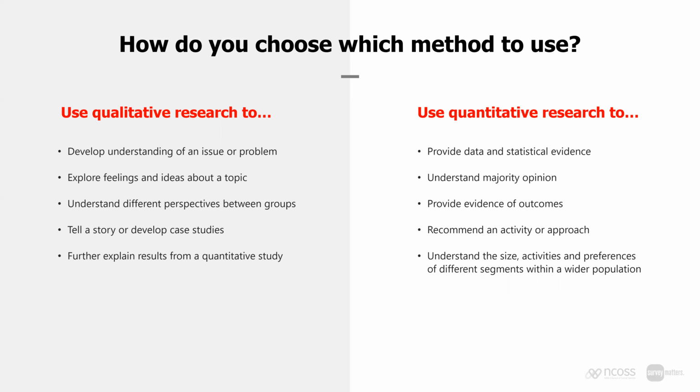Conversely, quantitative research is used to provide data and statistical evidence, to understand majority opinion and provide evidence of outcomes. And as a result, it's often used to form the basis of recommendations for particular services or activities or programs. It might be used for funding applications or to provide proof of program outcomes. So for example, the statistics from a survey can be used to prove the proportion of people in a group have been positively impacted by participation in a program or activity that your organisation provides.